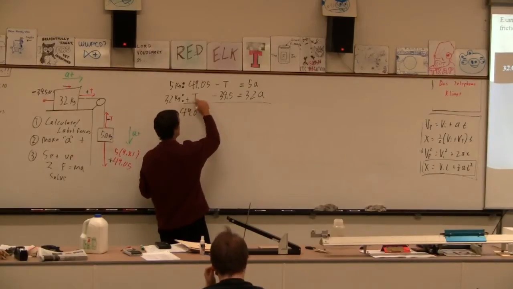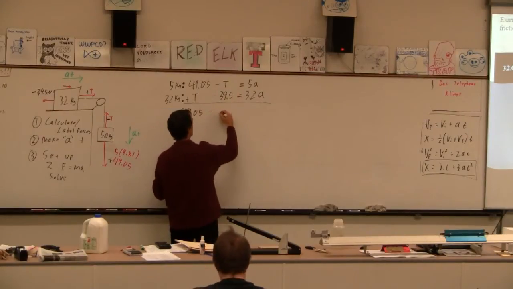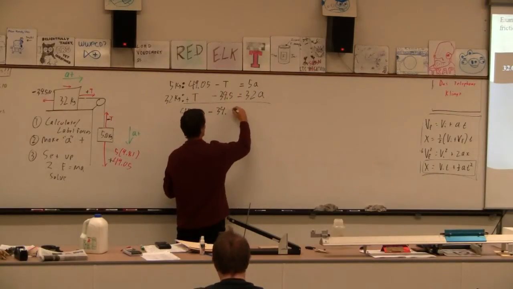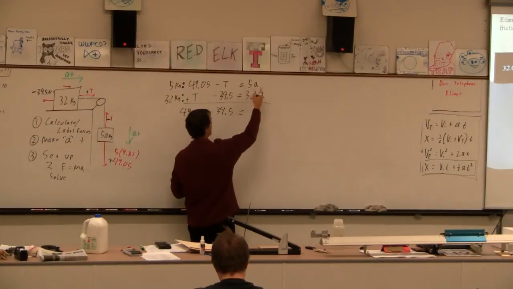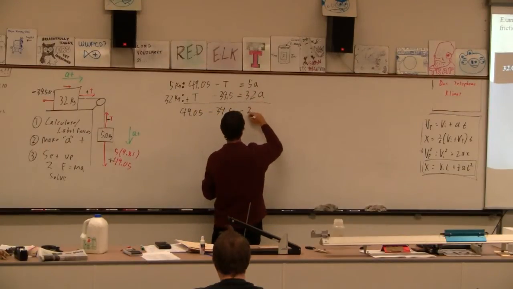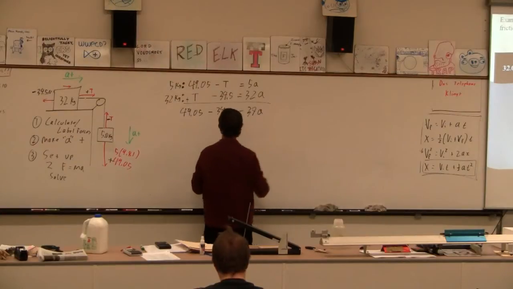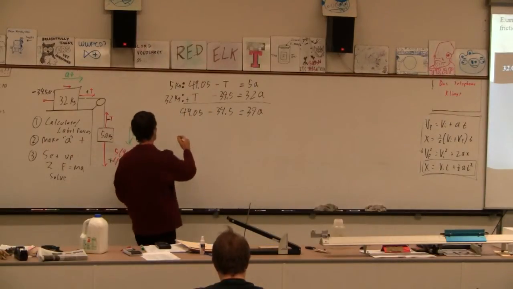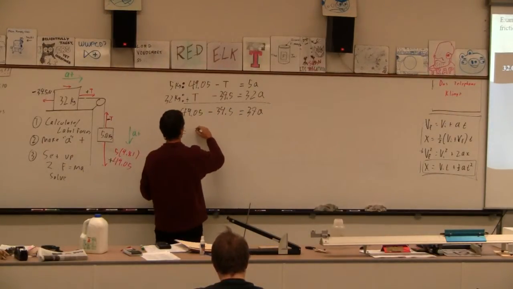So we get 49.05 plus T minus T, no T at all, right? 34.5. That's a little bit sad, right? And then 5A plus 32A is 37A, right? And then A ultimately equals 49.